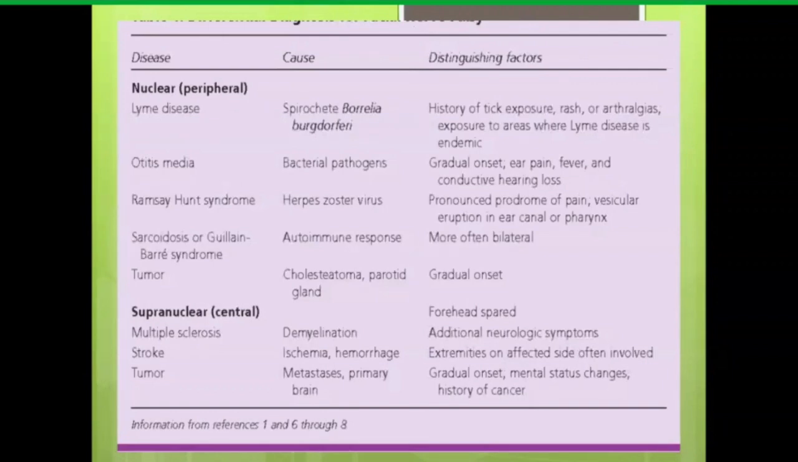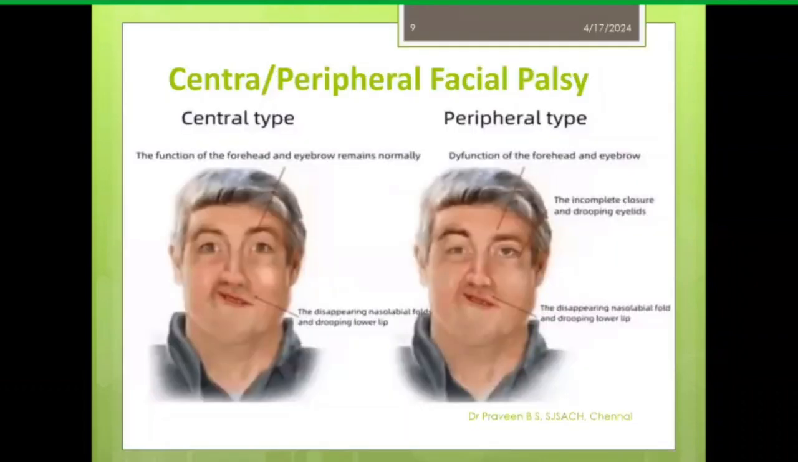Now, as we know the causes, we have to bifurcate what is peripheral and what is central. In the peripheral, generally it is Lyme's disease, otitis media, Ramsay-Hunt syndrome, sarcoidosis, Guillain-Barré syndrome, and tumors. Among the different tumors, cholesteatoma and carcinoma are frequently found. These generally produce peripheral symptoms, so a lower motor neuron lesion will be seen. Where it is supranuclear, that is central, the causes are multiple sclerosis, stroke, and tumor. These are very important.